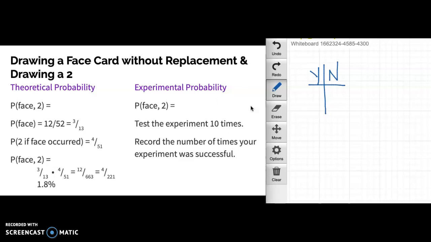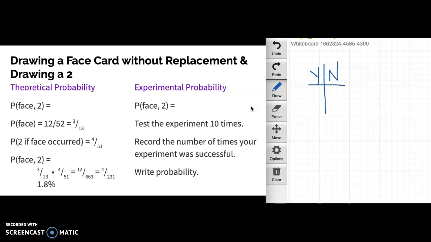Okay. If you draw the first card and it's not a face card, you're automatically not successful. If you draw a face card and leave it out and then draw a card and it's not a 2, then you are not successful. Okay, so record how many times you were successful versus not successful, and then write your probability off of that. Okay, pause the video so you can do your experiment.